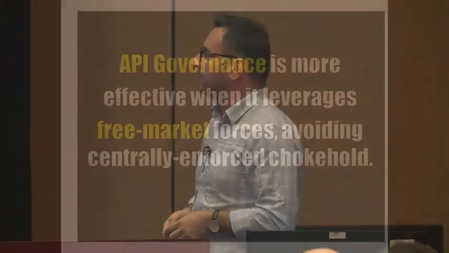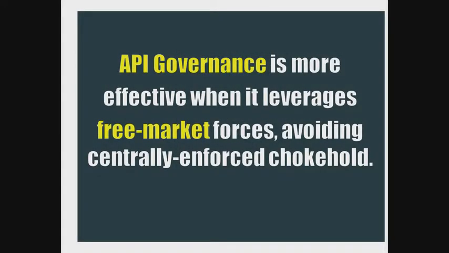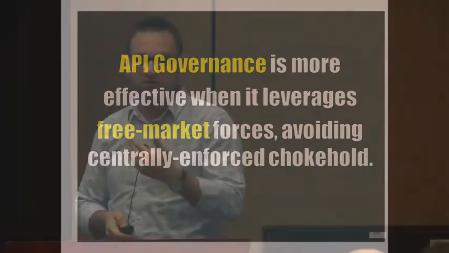So that is lesson number 2, that API governance is more effective when it leverages free market forces, avoiding a centrally enforced chokehold. And I chose that word very, very carefully. I don't just throw it around. If you try to have very stringent controls over your API ecosystem, it will become a chokehold, right? It will kill all of your innovation. So that's lesson number 2.